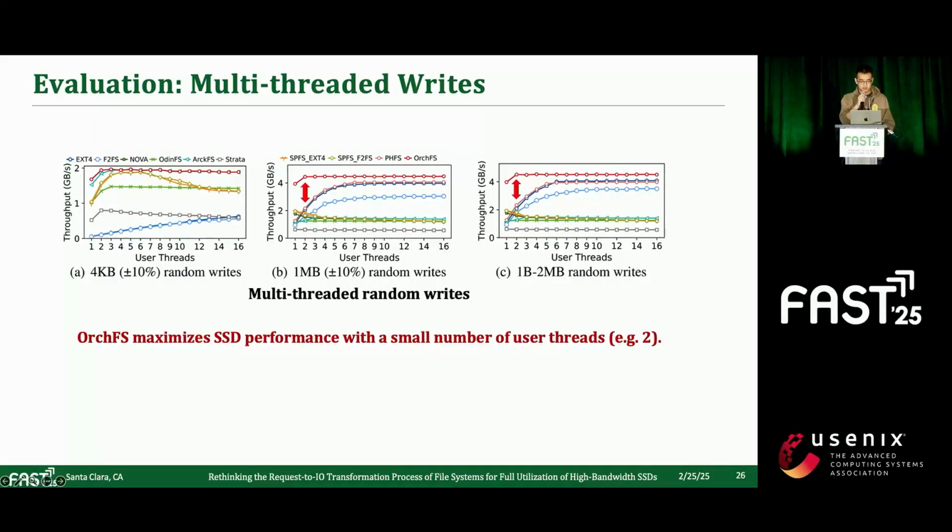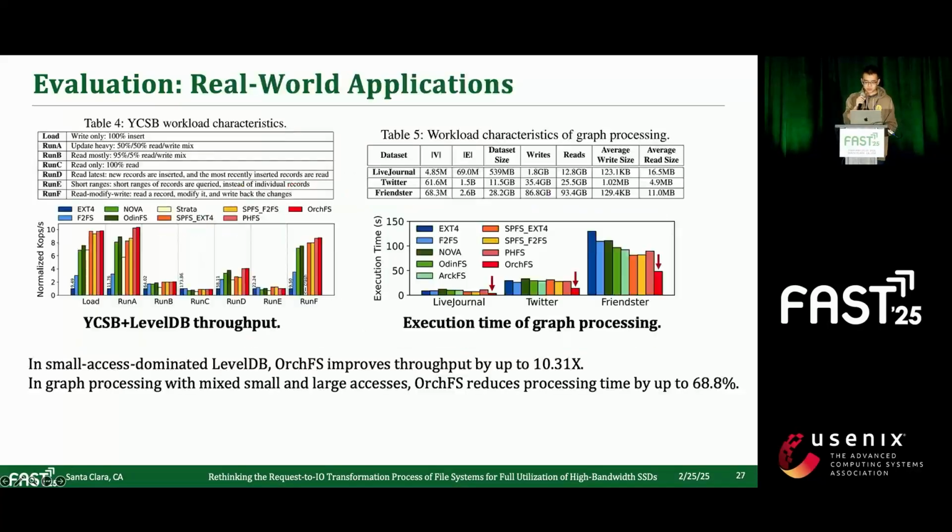Let's move on to multi-threaded random write performance. The result shows that in the large write case, ORCFS needs a small number of user threads to maximize SSD performance. This demonstrates that ORCFS utilizes the full performance of the SSD by actively increasing I/O concurrency.